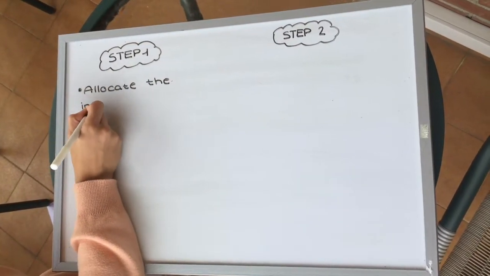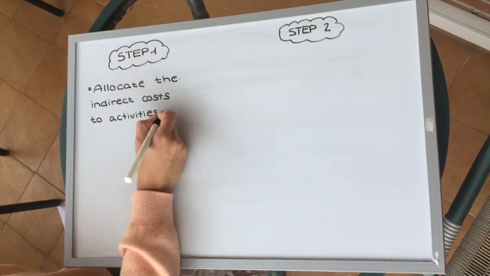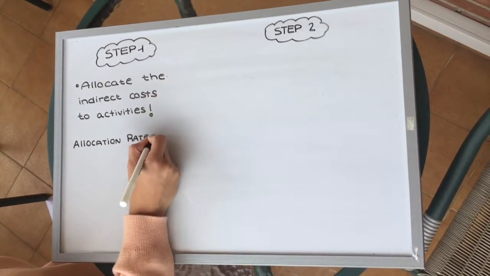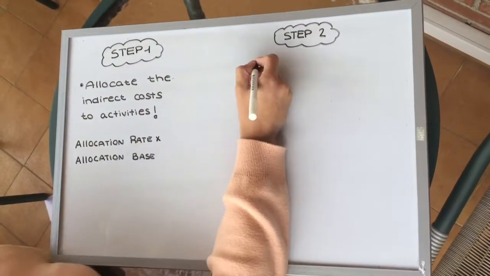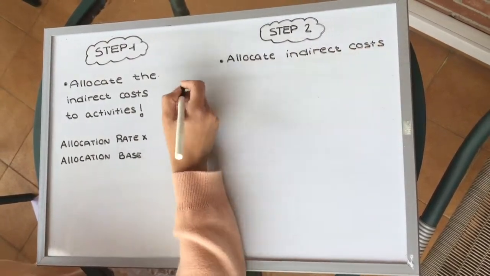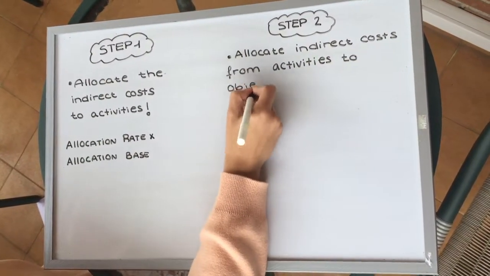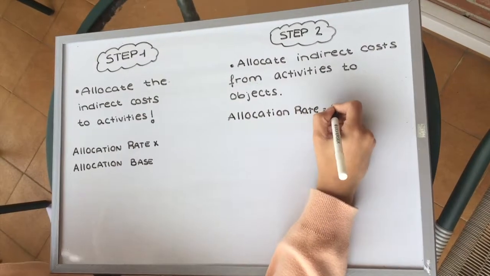The ABC costing method has 2 steps. Step 1, in which we allocate the indirect costs to activities, and step 2, in which we allocate those indirect costs from activities to objects. We have 2 main formulas here. The allocation rate, in which we divide the indirect cost by the allocation base, which is given, and then that allocation rate we multiply by each allocation base of each object.